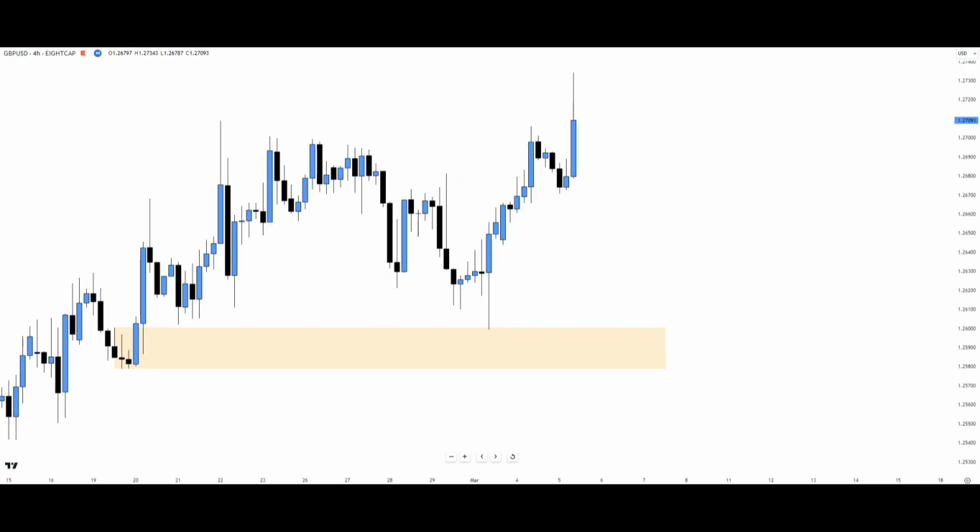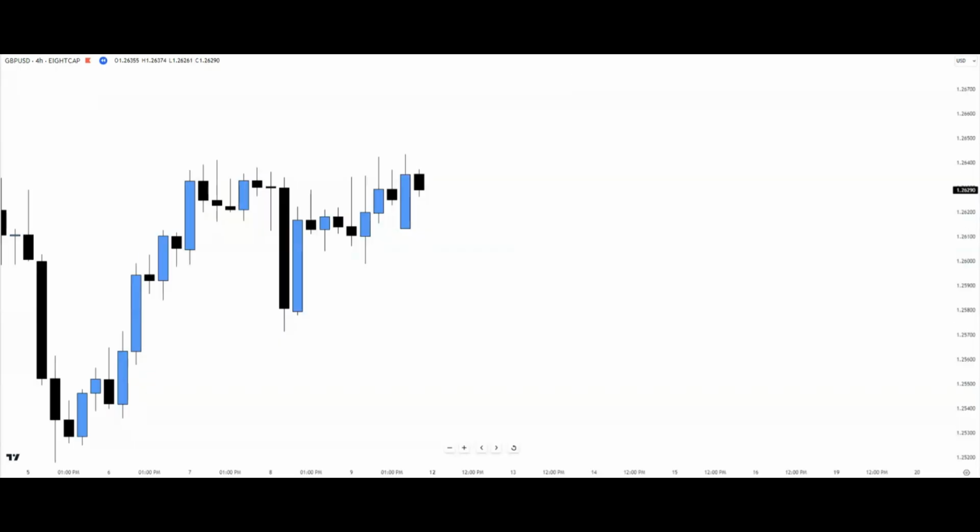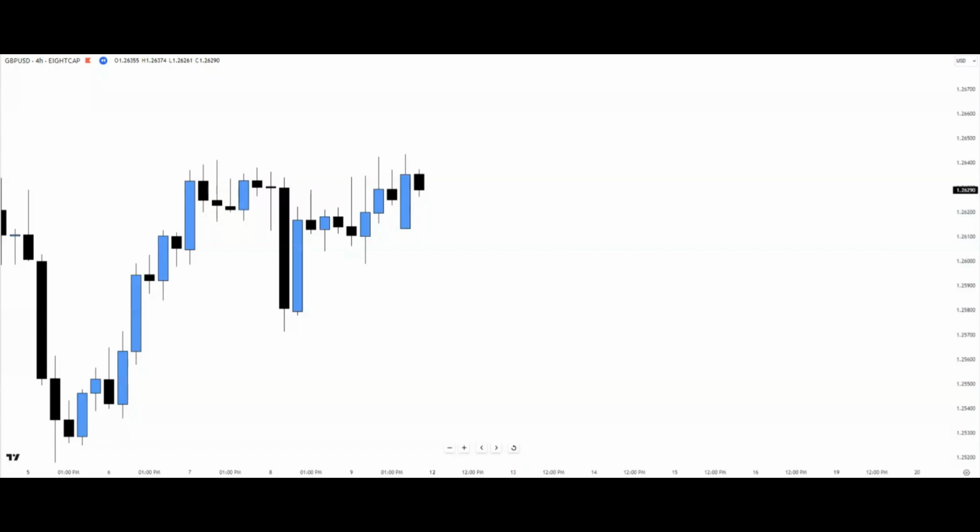So we can see how price reached for this particular order block high right there, and from then on rallied higher to the buy side. Trading liquidity could be very confusing, especially when traded in isolation without the context of market structure or institutional order flow. So let's look at an example of trading liquidity without the context of market structure or institutional order flow.